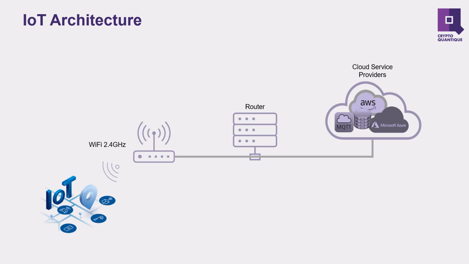Let's start by having a look at a typical IoT architecture. Over here on the left you can see your IoT device that you're about to make. It will typically connect to some kind of wireless gateway through a router and connect to cloud service providers such as AWS, Microsoft Azure. You may even want to connect to a database or simply an MQTT Broker.